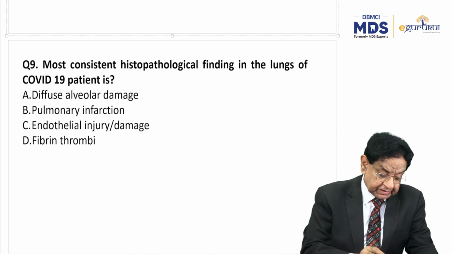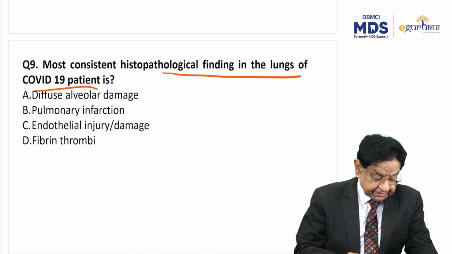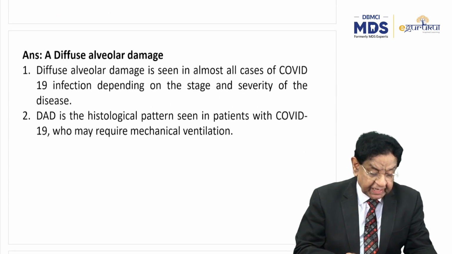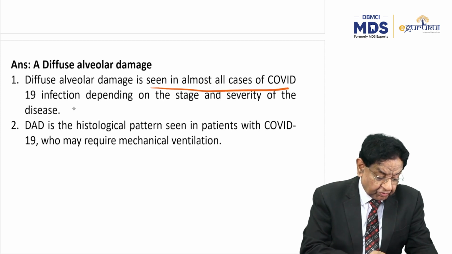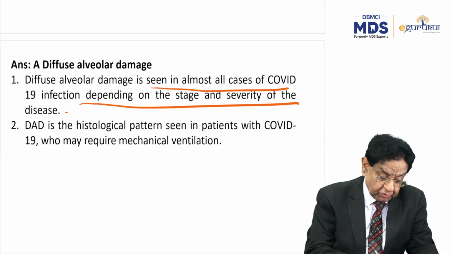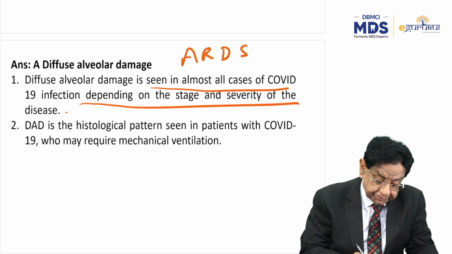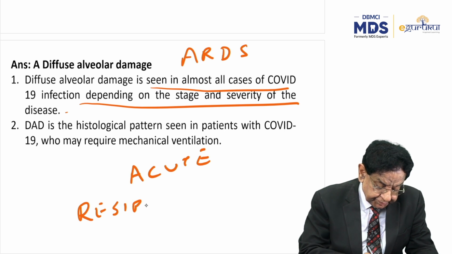Question 9. The most consistent histopathological finding in the lungs of a COVID-19 patient is, the answer is diffuse alveolar damage. This is seen in almost all cases of COVID infection depending on stage and severity of disease. It is also known as ARDS, acute respiratory distress syndrome.